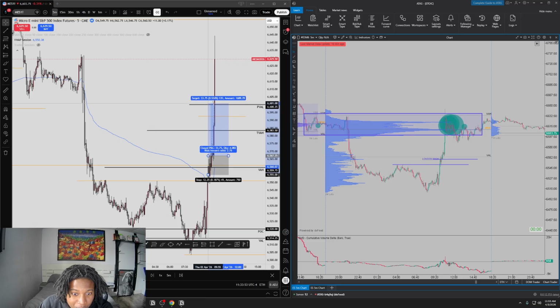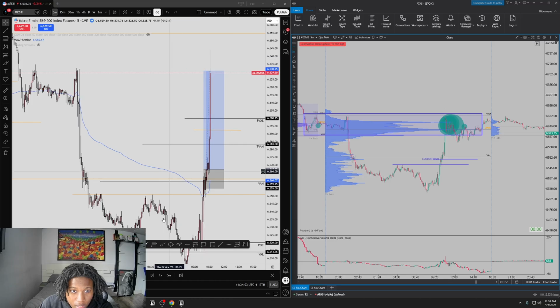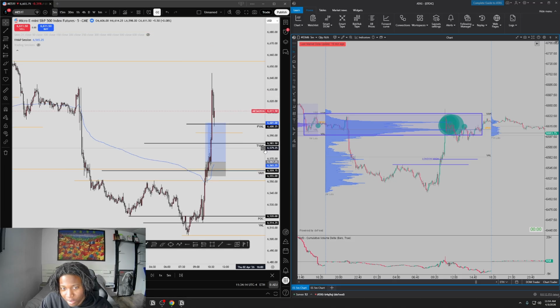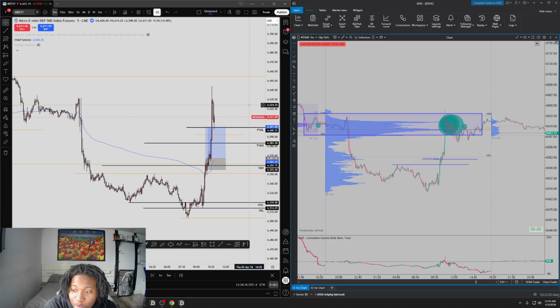So I ended up making a 20 7, and price came all the way up to 60 1, which I would then move my target to a 50 1, and boom, I would then be stopped out. So this is how I missed out on a 50 1 trade.